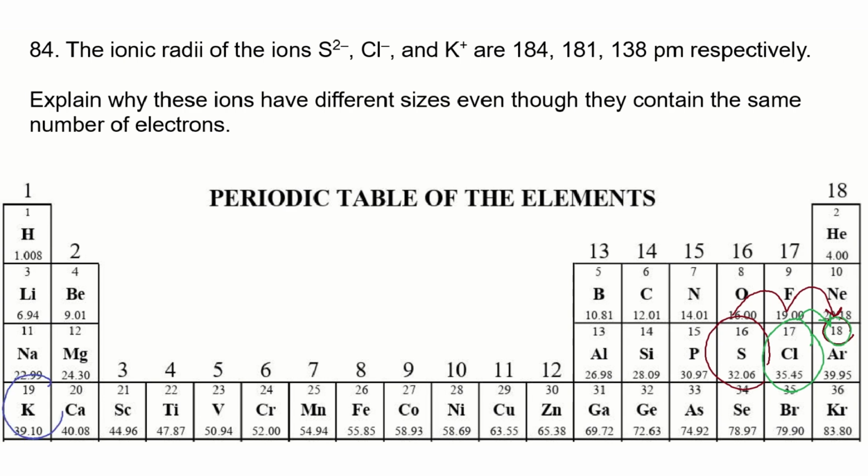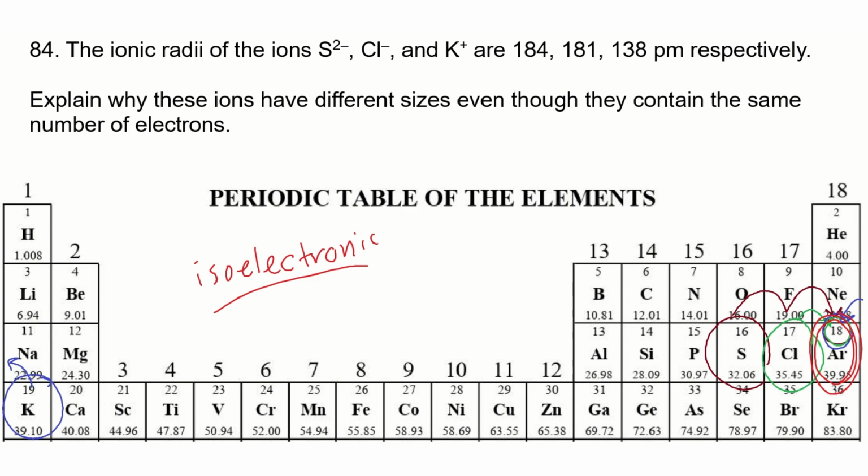Potassium is in the next period, number 19. Potassium can lose an electron and become a 1 positive cation, also with 18 electrons. All three of these ions have the same number of electrons as argon. We say that they're isoelectronic to each other. They have the same electron configuration.